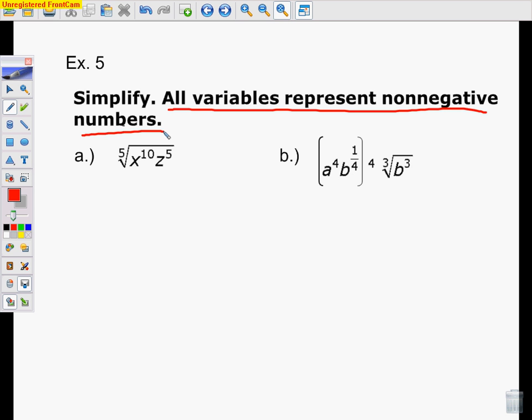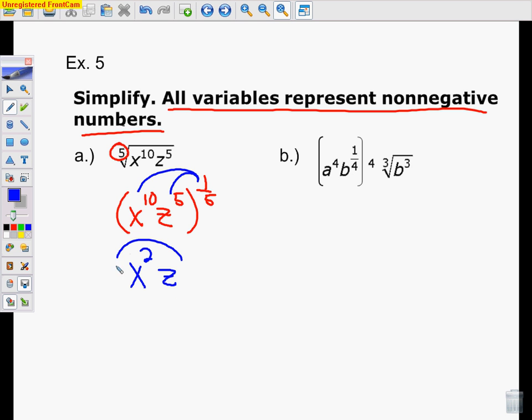So here, we know that when you have an index of 5, that's just like having a power of what? 1/5. So I can rewrite that as x to the 10th, z to the 5th, all raised to the 1/5 power. Now, we could take that 1/5 and distribute it into the parentheses. And whenever you raise a power to a power, you multiply those together. So that would be x to the 2nd, z to the 1st, or just z. All right, and that would be our simplified answer.